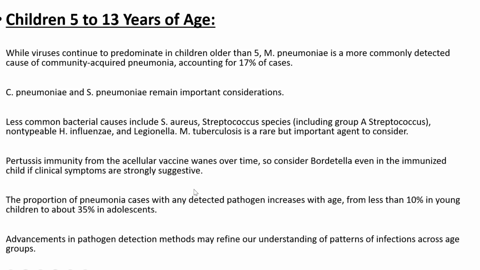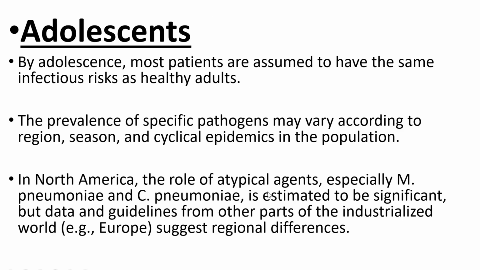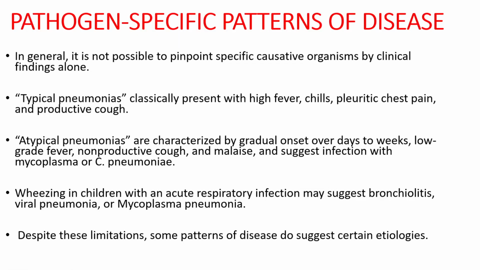The proportion of pneumonia cases with any detected pathogen increases with age, from less than 10% in young children to about 35% in adolescents. In adolescents, the most common causes are similar to what we see in healthy adults: Strep pneumoniae and other common causes. In some cases, atypical agents play a role, estimated to be significant, but data and guidelines from other industrialized countries suggest regional differences can be seen.